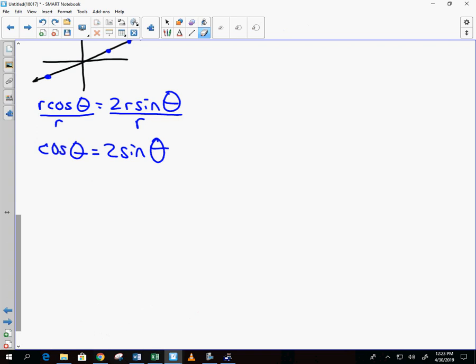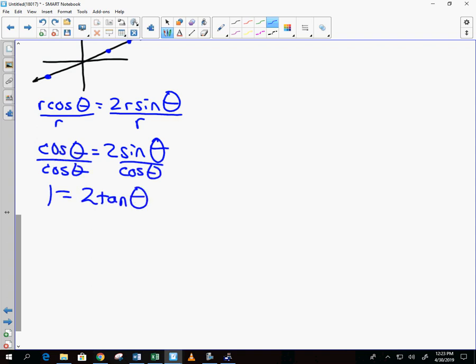Now I'm going to do something crazy. I'm going to divide both sides by cosine. What do I get? I get 1 is equal to 2 tangent of theta. Whoa. Look, the r value is gone entirely, isn't it? So we said it doesn't really matter what r is. What matters is what theta is. Could I solve for theta? How would you solve for theta?